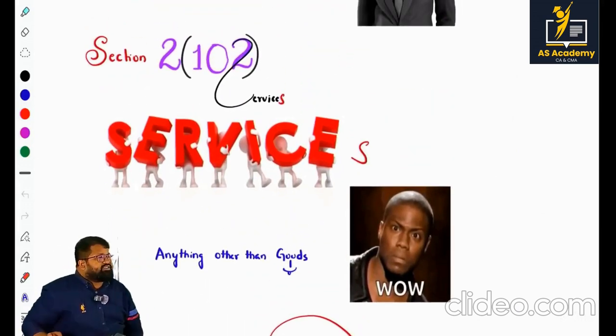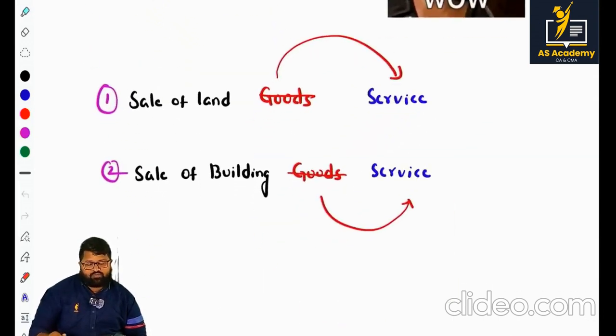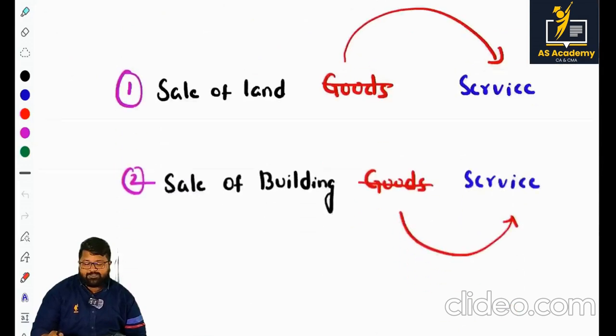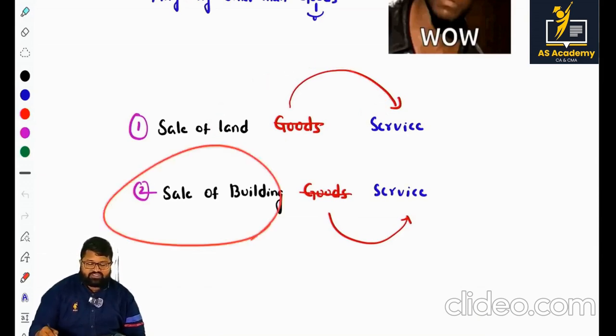Service or services? What is the section number there? Section 2(102). Okay. So what is there? Sale of land. What is the first definition there? Anything other than goods and money, under the rules. Okay. So sale of land: first, is it a good? No. So it is a service, basically. What about the next one?